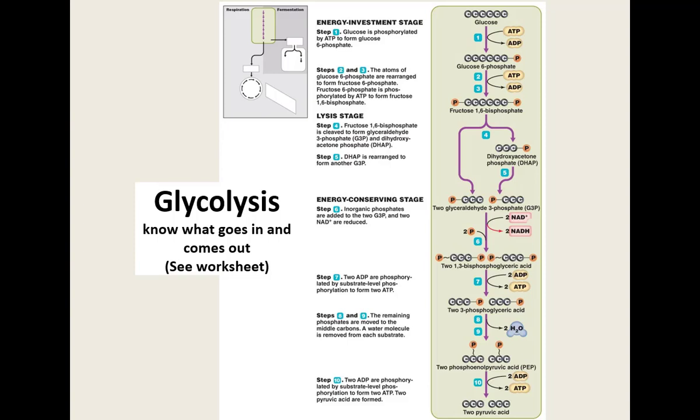Now when we break apart glucose, it's a process called glycolysis. Lysis means to break apart. The glyc part of glycolysis means the glucose. So glycolysis truly just means breaking apart glucose. And we're going to follow the 6 carbons.